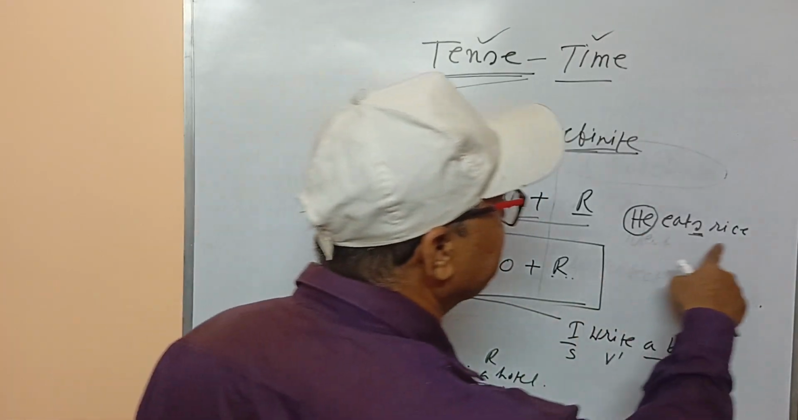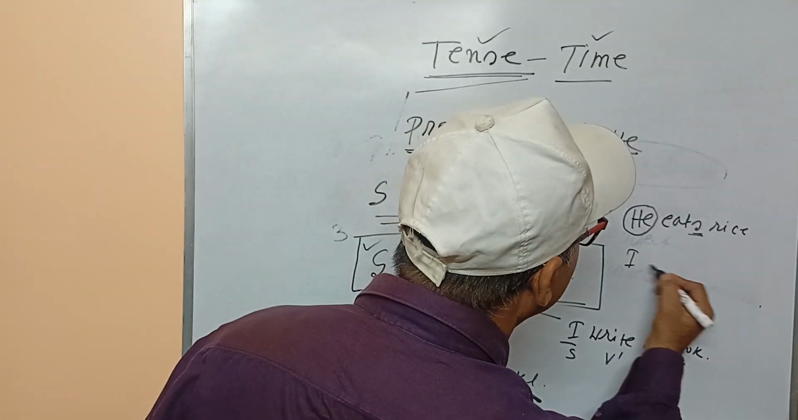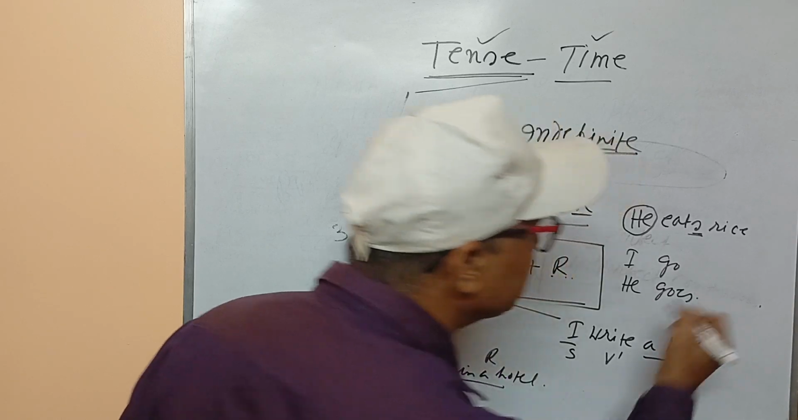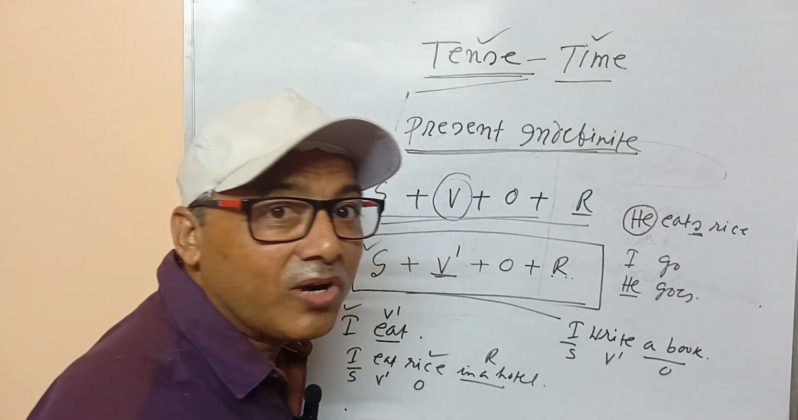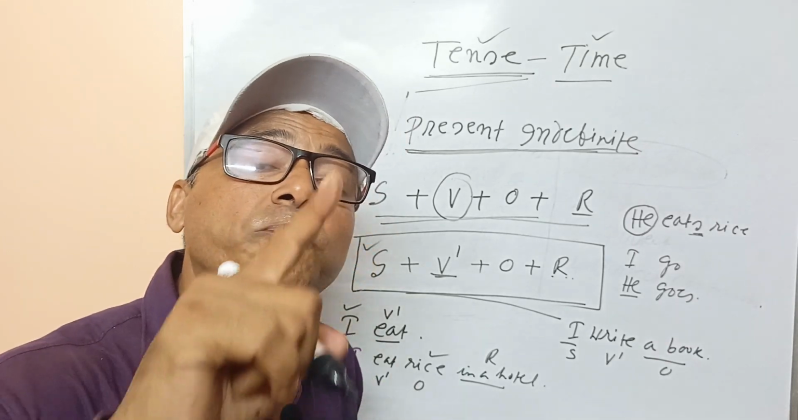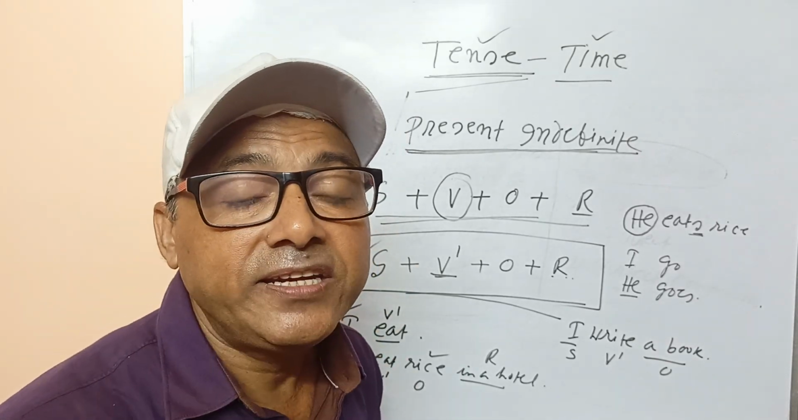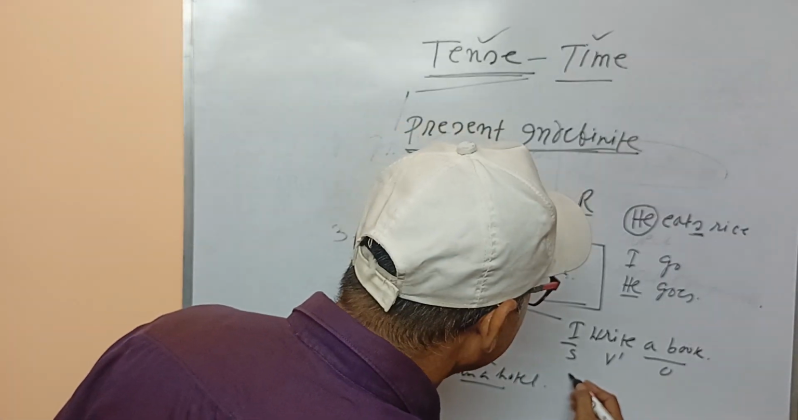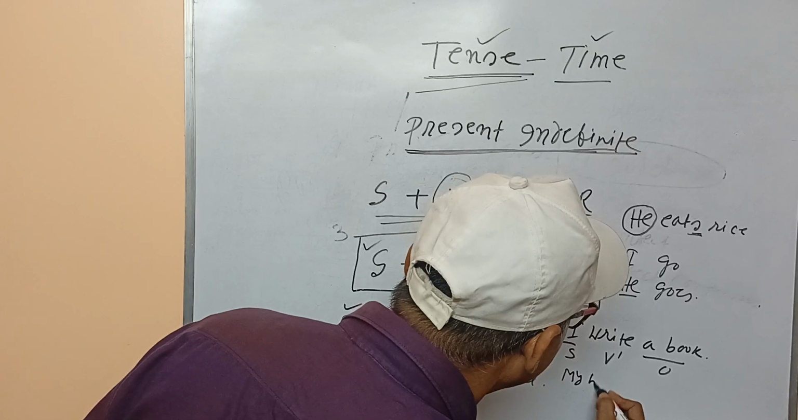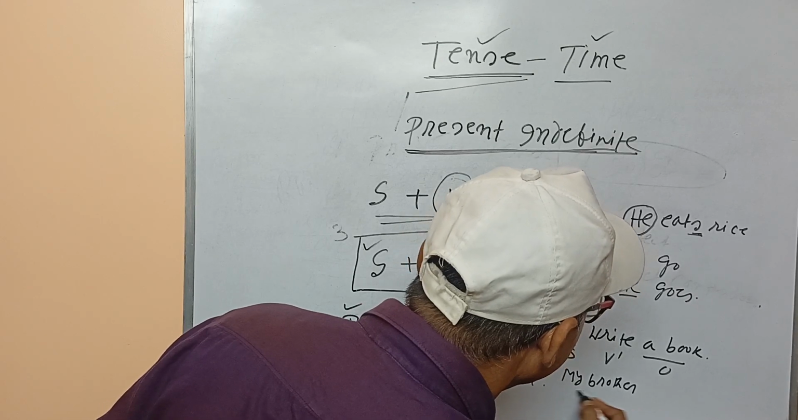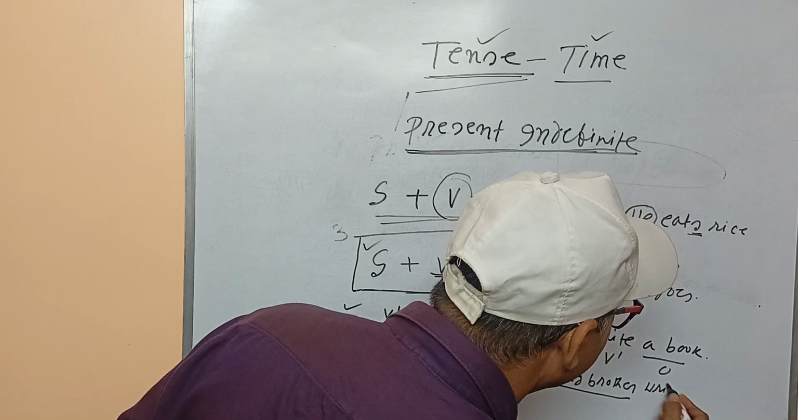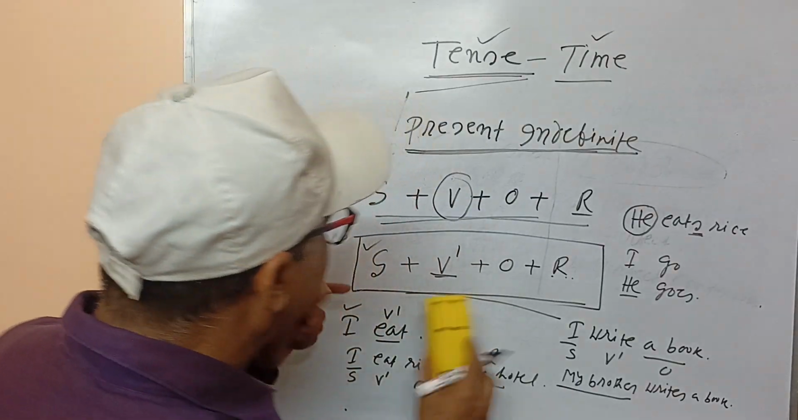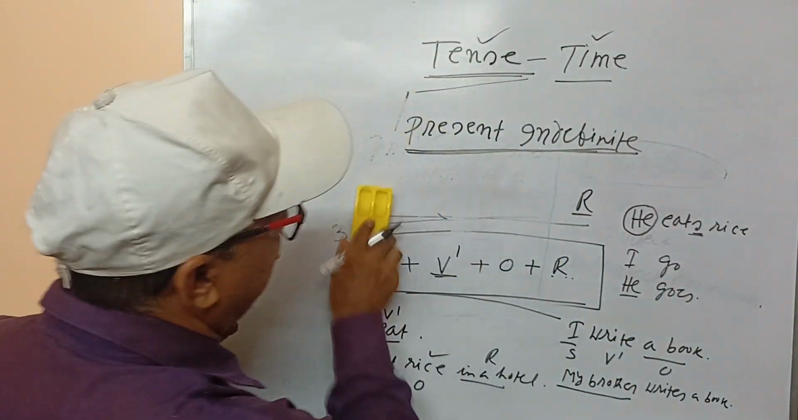I eat rice, but he eats rice. I go, but he goes because third person singular number. So remember, only in case of third person singular number, we add s or es at the end of the verb. In the same way, I write a book. My brother, third person singular number, writes a book. Right?